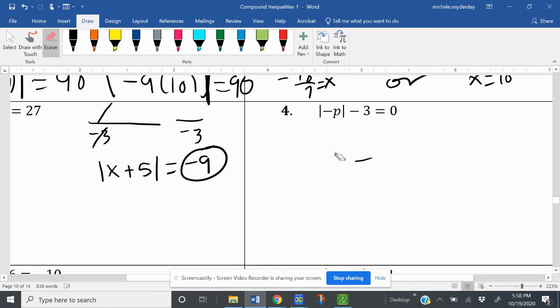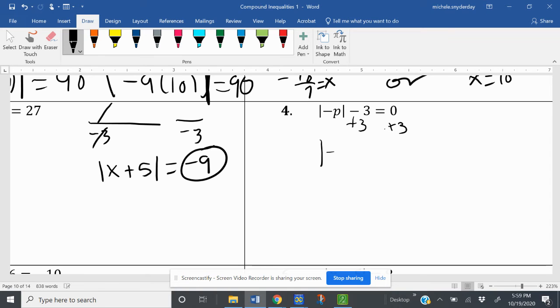All right, number 4. We have something on the outside of our absolute value symbols, and it's a negative 3. So we want to add 3 to both sides. Now we have the absolute value of a negative 1p, and it equals 0 plus 3 is 3. So now we're starting off with a positive number. That means that we have the chance that it could have been a negative result on the inside. So we have to account for both possibilities. So we can just solve our two problems. Negative 3 equals negative p, and negative 1p equals 3.